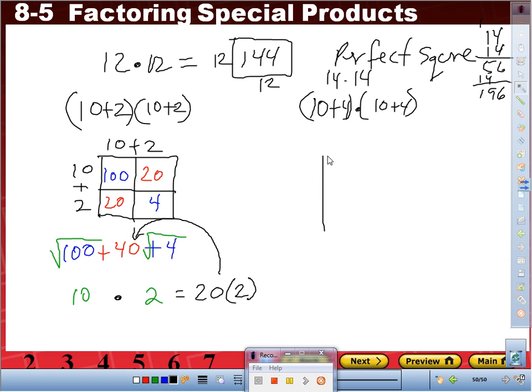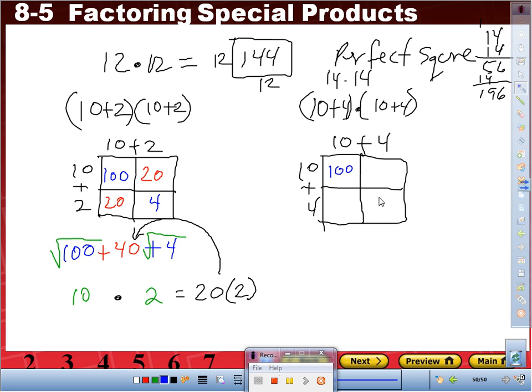So if I use the area model, I got 10 plus 4, you're just paying attention, times 10 plus 4. So what is 10 times 10? That's 100. 4 times 4, that's 16. And now I need to worry about the other ones. 10 times 4, that's 40. And this is 40. So I'm going to rewrite this. This is 100 plus what? It's 80. And then at the end, plus 16.